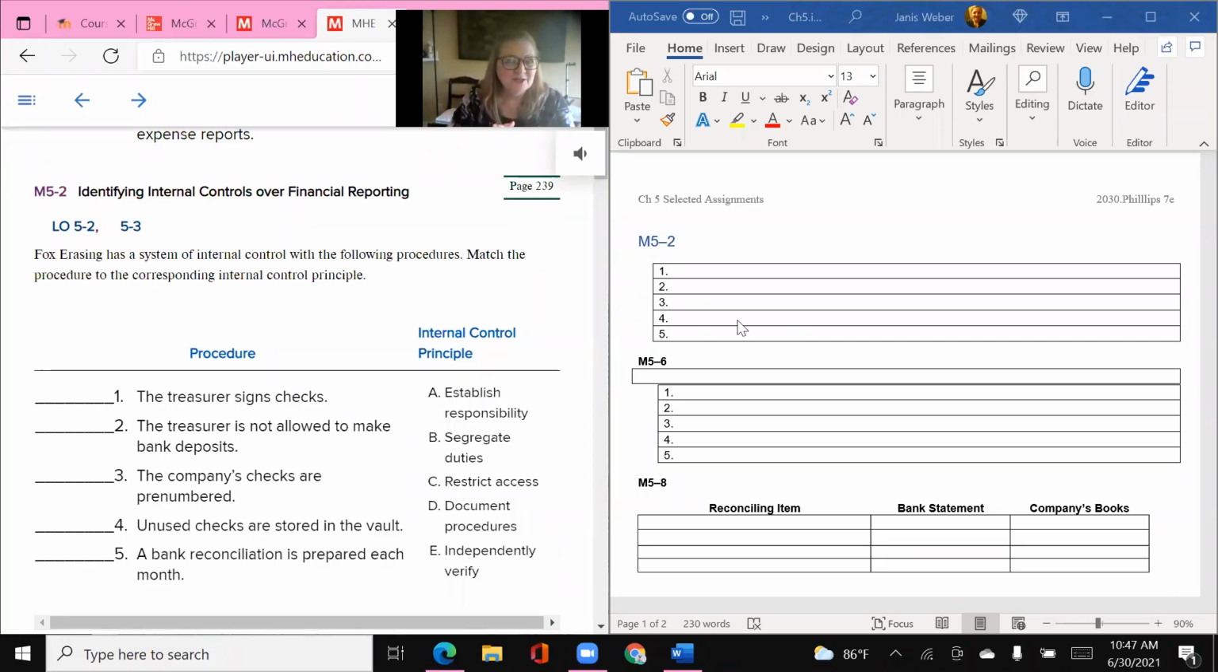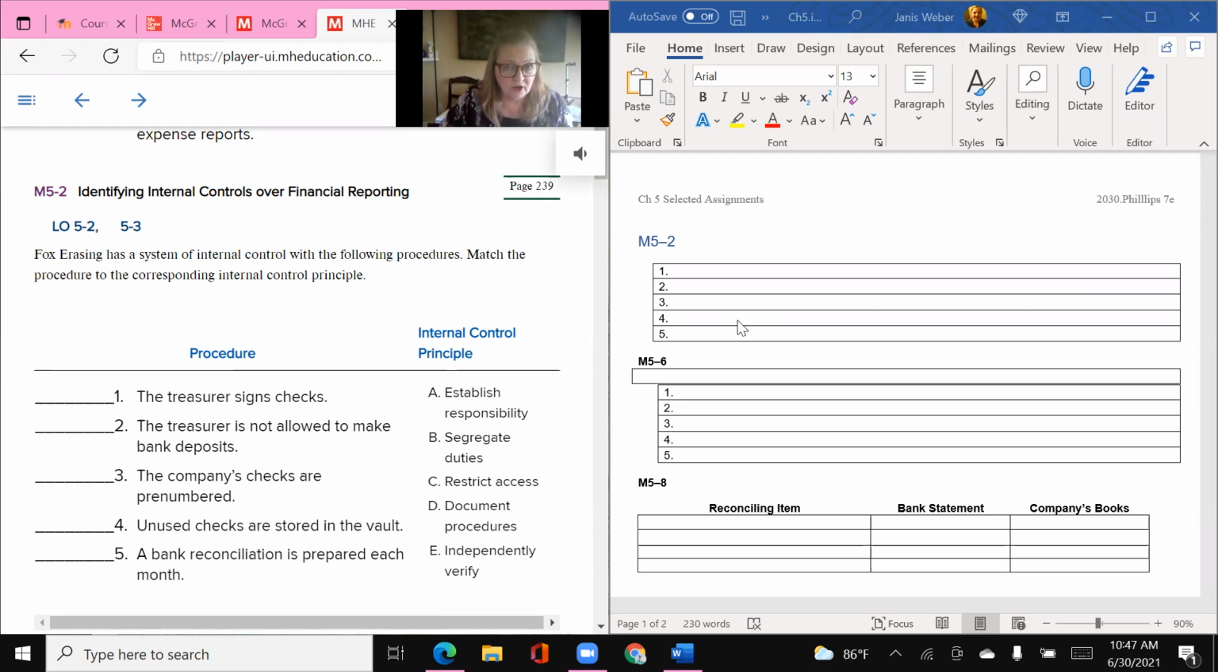Okay, we're going to work some exercises from the Phillips 7e textbook for chapter 5. And this one's relating to cash and internal controls. So we'll start with some mini exercises. And this one is in your textbook on page 236.